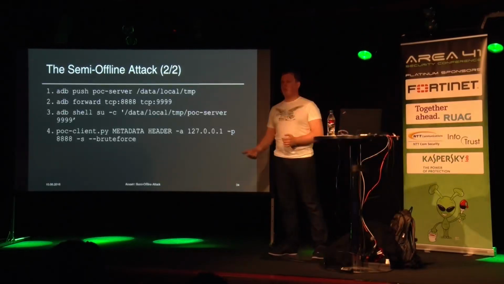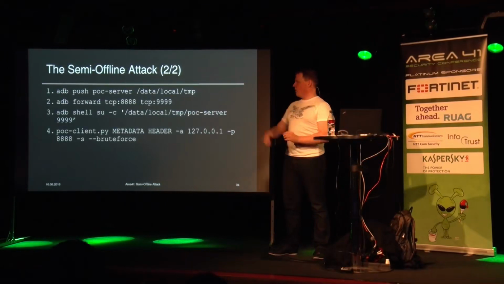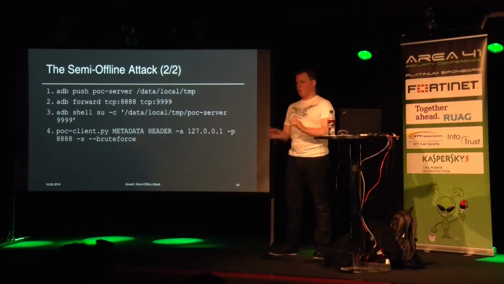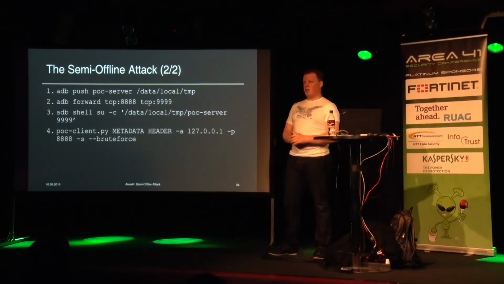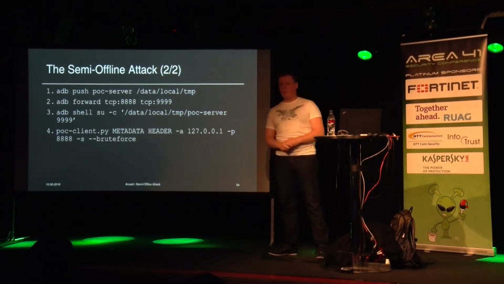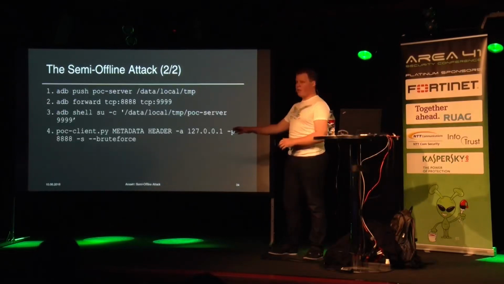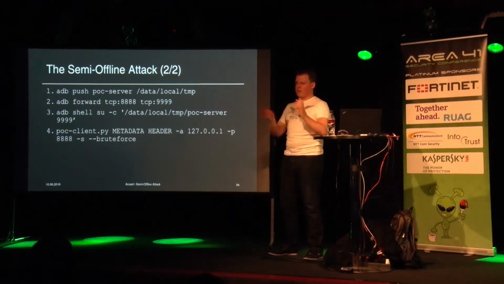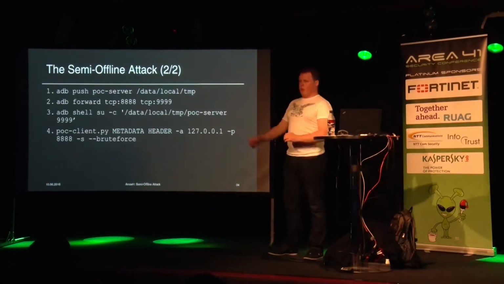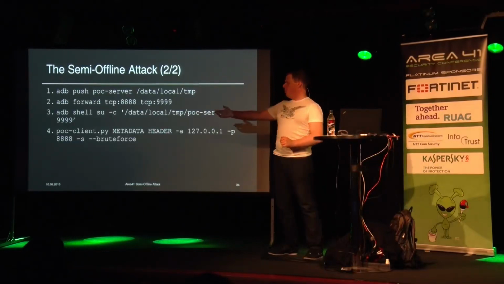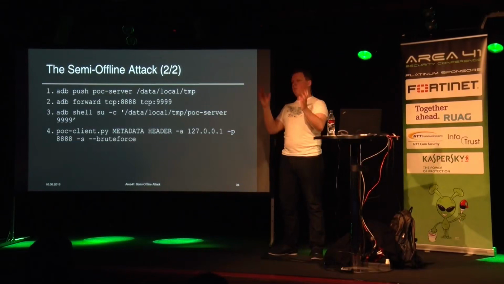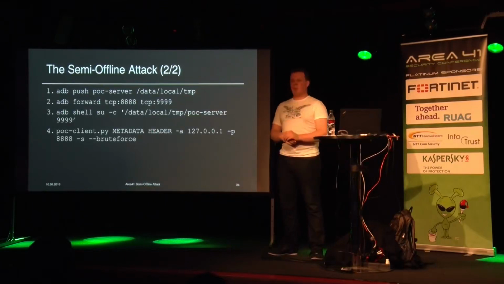And these are the steps you have to perform. You push the binary up to the device. You create the TCP forwarding so that you can actually communicate with each other. You start with the SU binary, the POC server, listening on 9999. And I start on the host the client, with the metadata, which is the crypto footer, with the header file, which is again these 1088 or 2000 bytes. Let's send this to localhost 8888. -S suppresses the crypto footer output formatting, because sometimes you want to look at it, whether it was actually stored. Minus brute force.